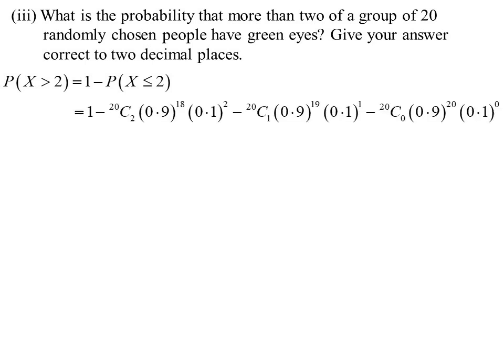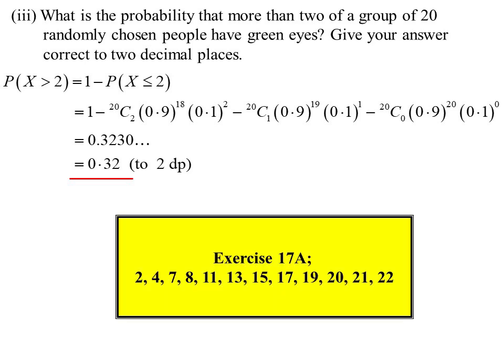What's the probability that more than 2 of a group of 20, again let's use the complementary event idea, and substituting into all of that, we get 0.32. Alrighty. So 17A, let's play with these Bernoullis and binomial probability.